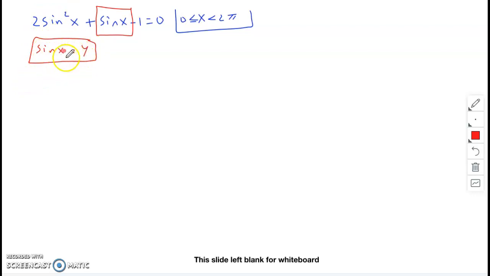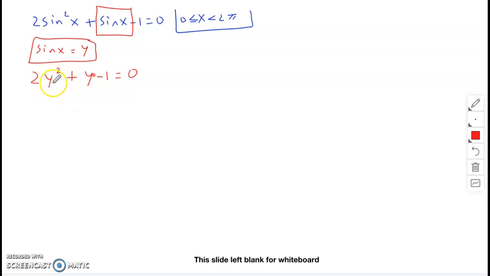So in this case, if I say that my sine of x is equal to y, then I'm going to replace it in the top. So 2 sine squared of x is going to be 2y squared, plus sine of x, which is y, minus 1 equals 0. Sometimes it's easier to see this as a trinomial, like in regular algebra.